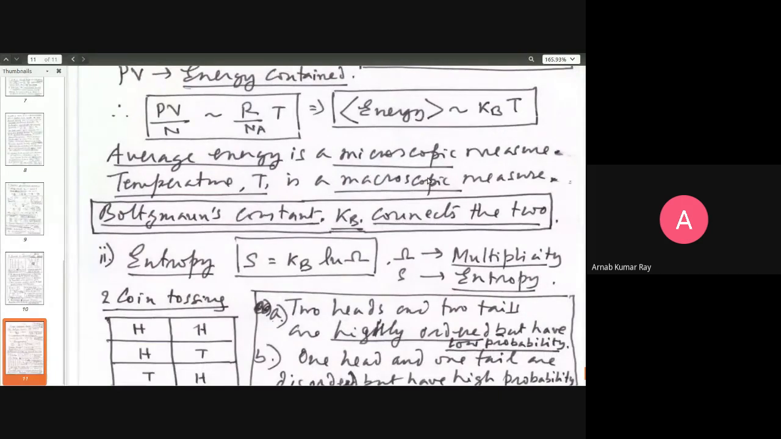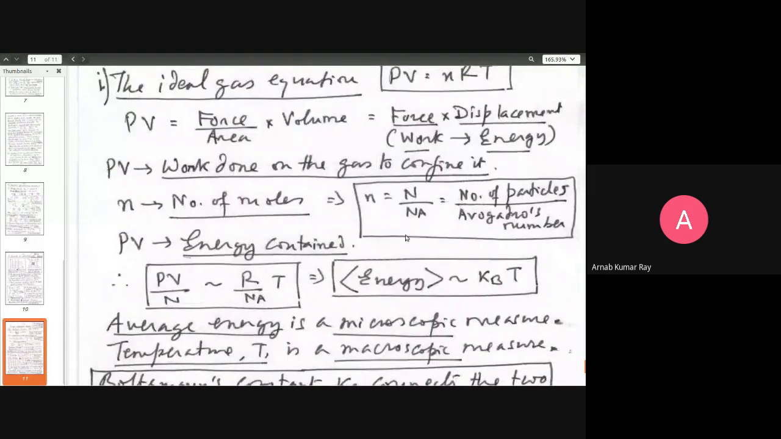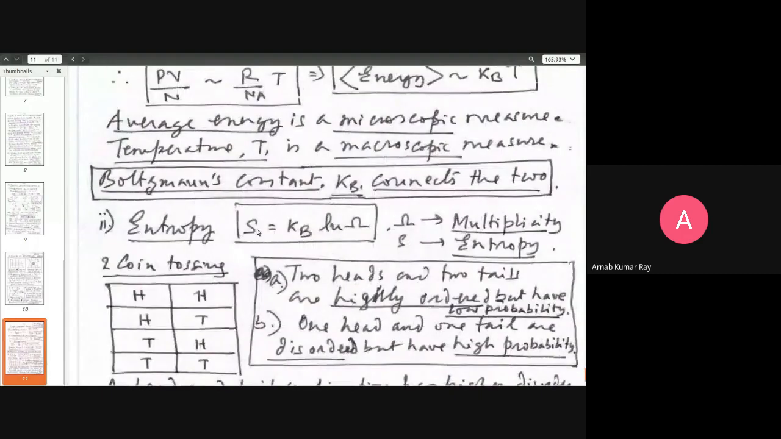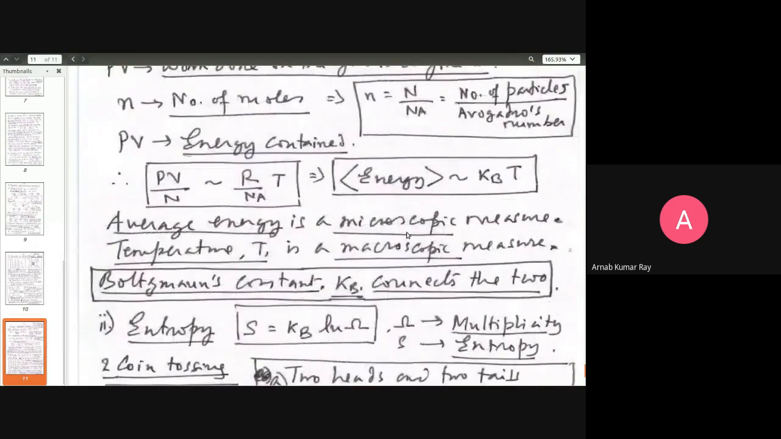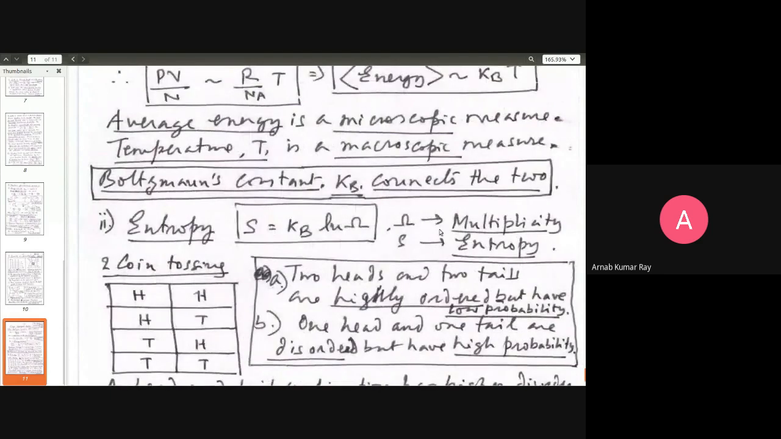Temperature is a thermodynamic quantity. Pressure is a thermodynamic quantity. Entropy, coming out of the second law of thermodynamics, is a thermodynamic quantity. But average energy is a microscopic quantity. Multiplicity is a microscopic quantity. So these things are to be found statistically.